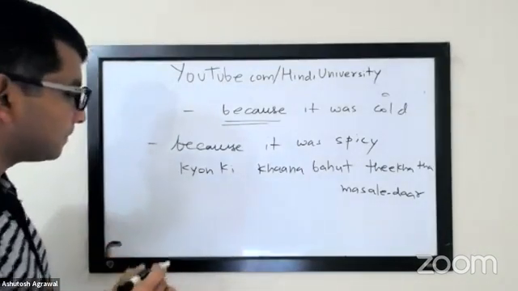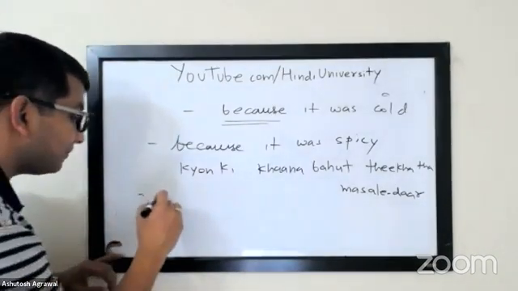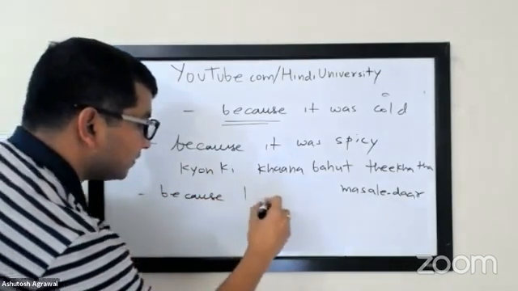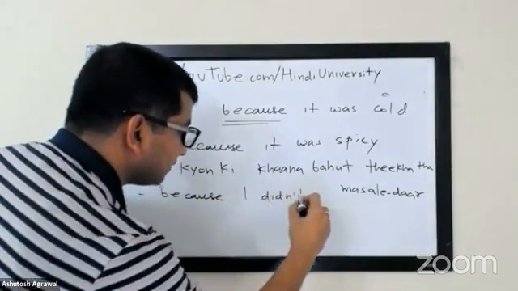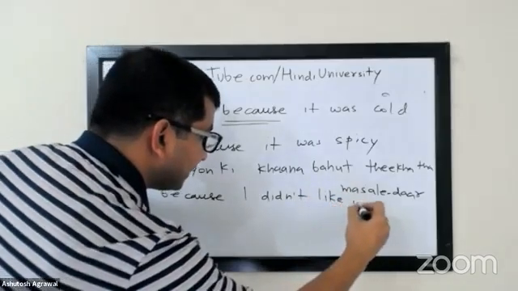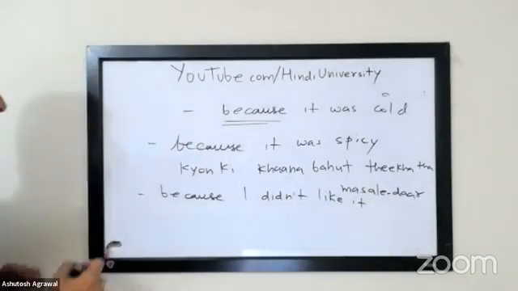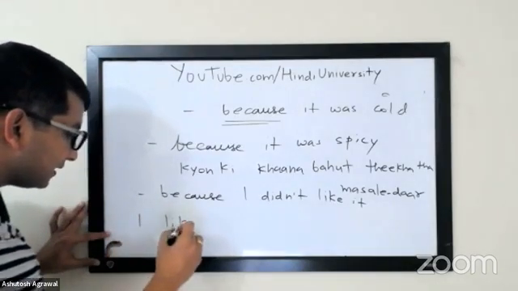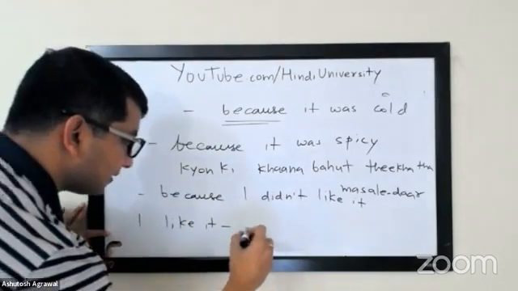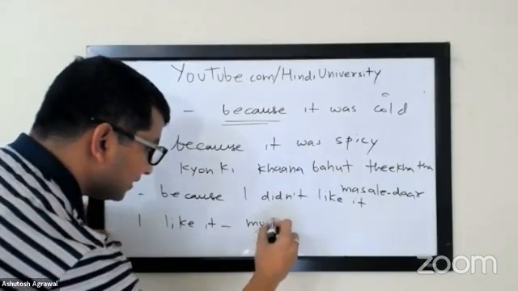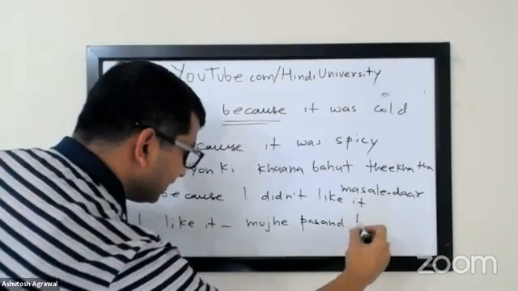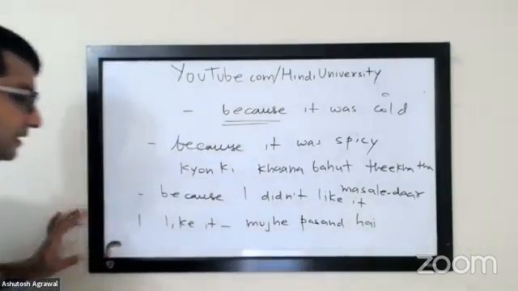Because I didn't like it. Okay. Because I did not like it. Okay. How do you say I like it in Hindi? मुझे पसंद है. I like it, right? This is present tense.